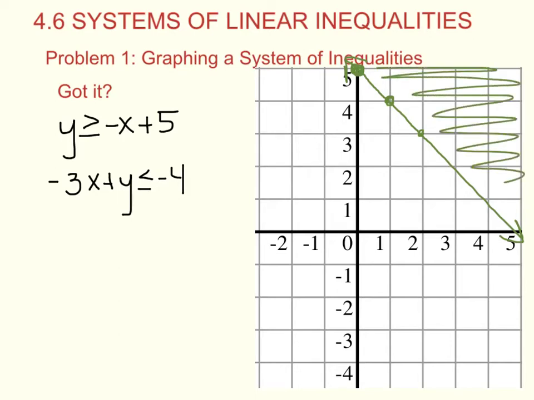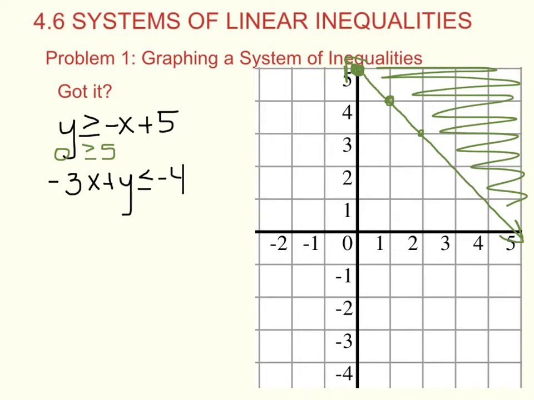Now once again, you could plug in 0, 0. And if you plugged in 0, 0, you get 0 is greater than or equal to 5, which is not true. That means this point 0, 0 is the not true side. We need to shade the true side, which is up here.